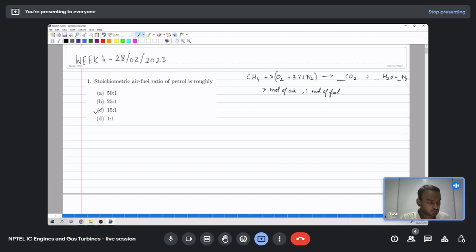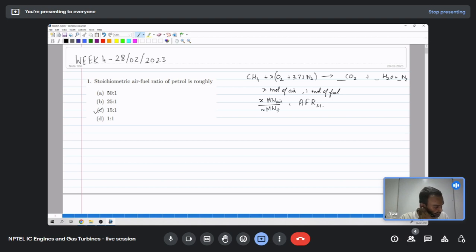So this is on a molecular basis, molar basis. To convert this to a mass basis, we have to multiply by the molecular weight. So we will have x into the molecular weight of air divided by 1 into the molecular weight of fuel, which gives the air-fuel ratio. So this air-fuel ratio is the stoichiometric air-fuel ratio. This is generally noted as AFR stoichiometric.